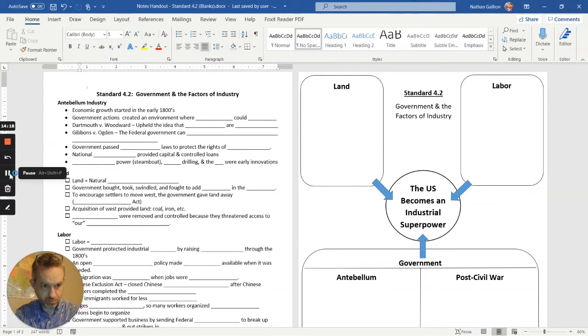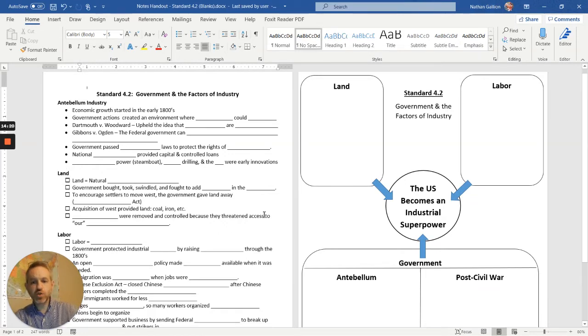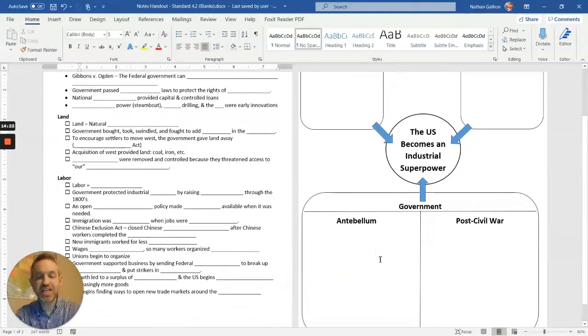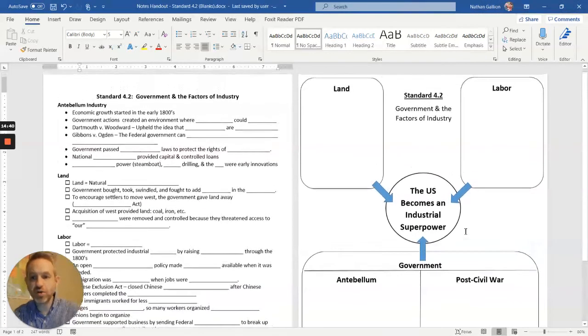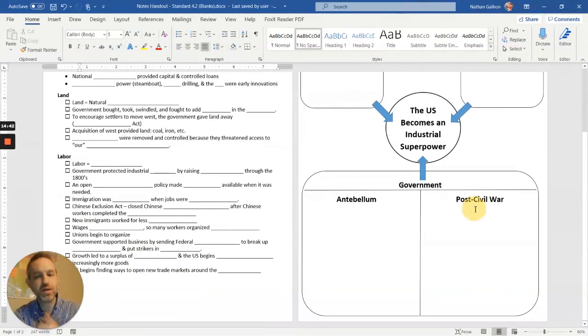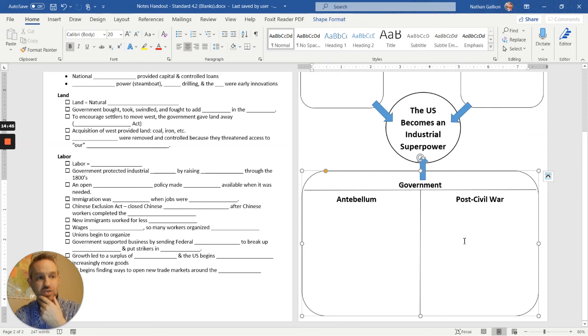There's also a chunk at the bottom. Hang on, let me pause and look at it before I tell you that. Okay, so there's also a chunk at the bottom that says, what are some things the government specifically does in the antebellum period to grow our economy and move us toward being a superpower? And then what are some of the things we do after the Civil War, some specific government actions that help us become a superpower? So you could just say this, even though you might also say it over here with labor. You could say, well, after the Civil War, the government's going to bring in more immigrants to work jobs. That's one of the things that I would probably put there.